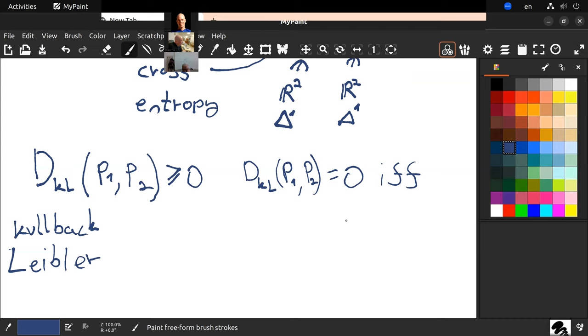We're dealing with discrete probability, right? Not continuous. There is a variant for continuous, but now we're dealing with discrete. When I write P1, I mean a vector in a simplex, not a continuous distribution.